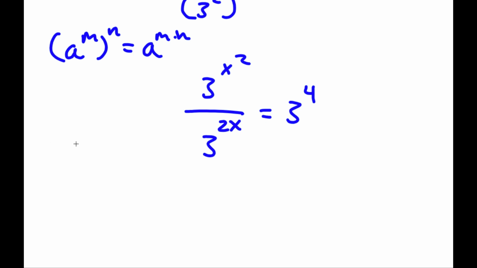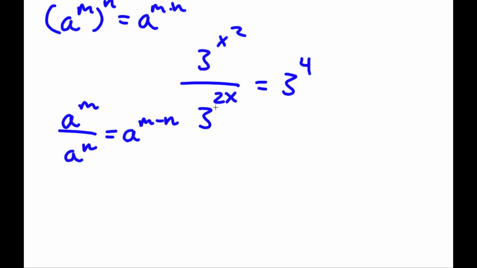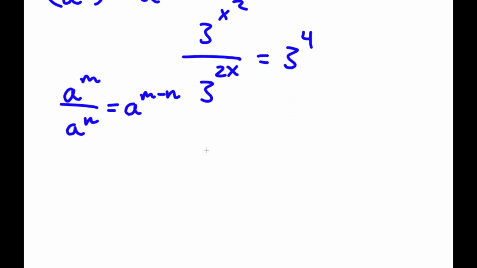So now another property of exponents is that if I have something in the form a to the power of m over a to the power of n, this is equal to a to the power of m minus n. So 3 to the power of x squared over 3 to the power of 2x, that's going to equal 3 to the power of x squared minus 2x. This is equal to 3 to the power of 4.